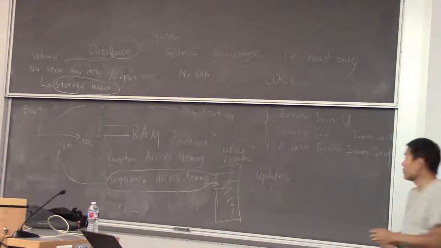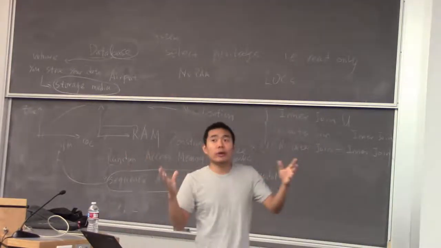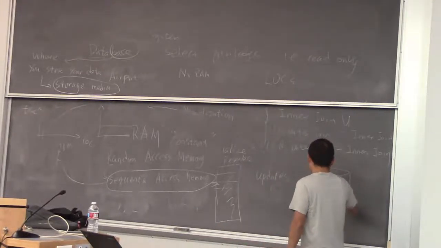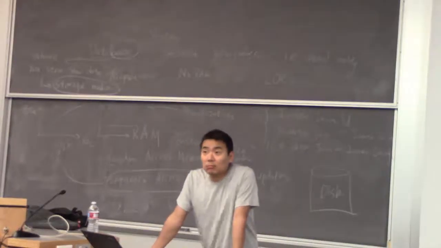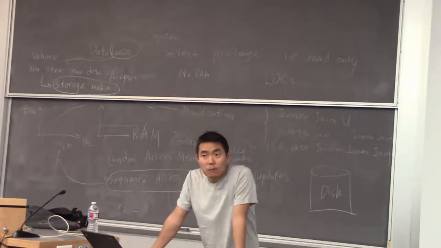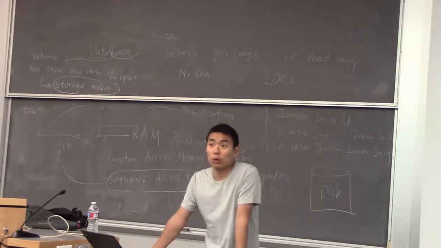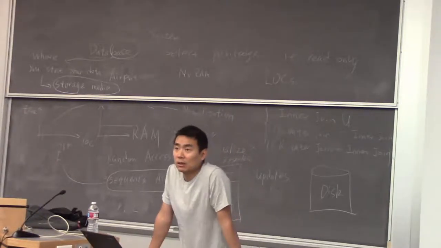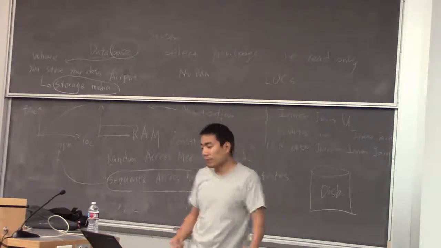Anyway, so that's RAM, that's memory. Now outside RAM, what do you have? You have disk, right? And disk also supports random access. However, a major distinction between disk and memory is that random access time on a disk is no longer uniform. Random access time for a RAM is uniform. Random access time for a disk is no longer uniform. Why is that? We will explain that in a minute.